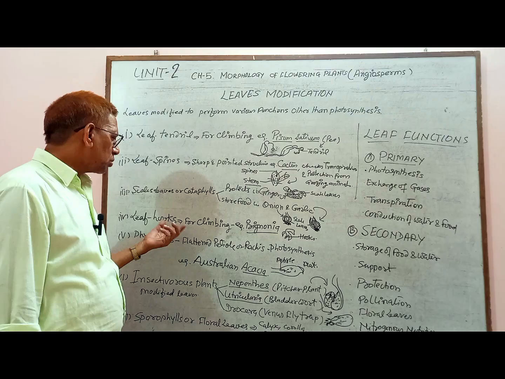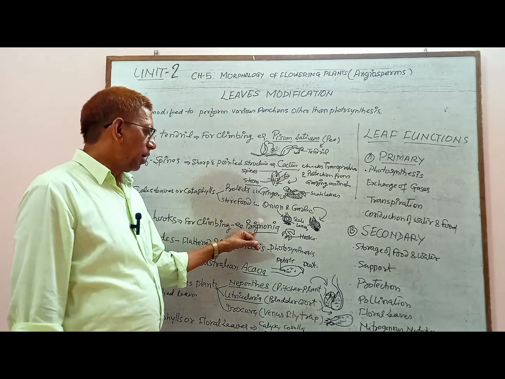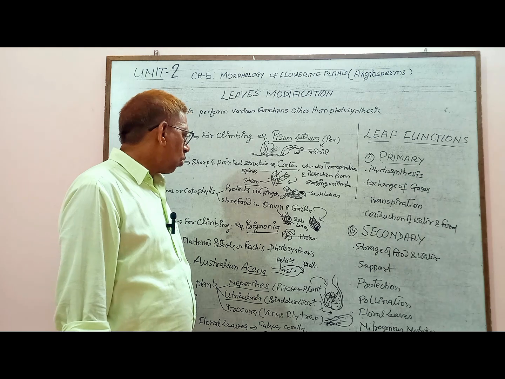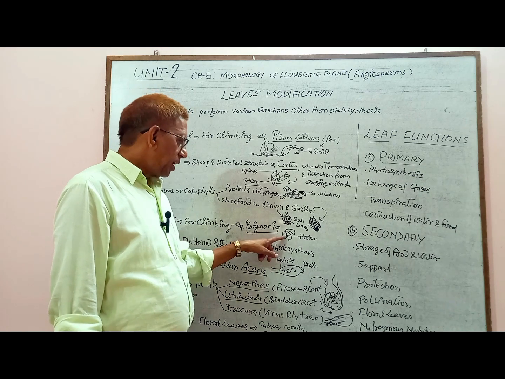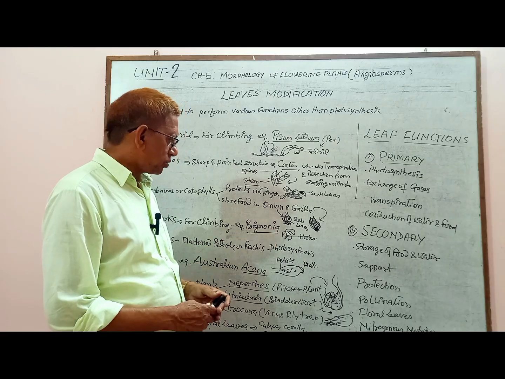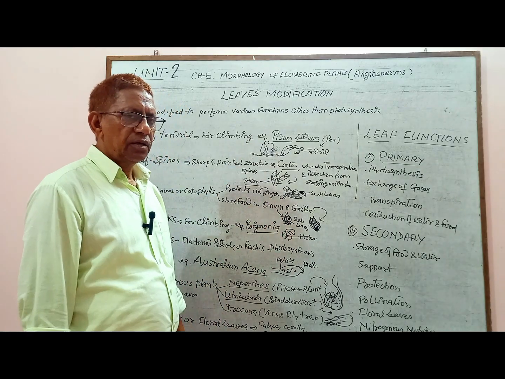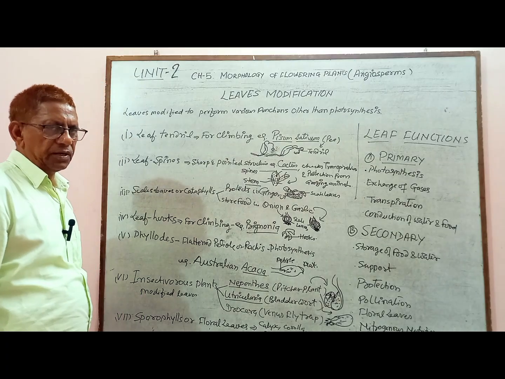So the leaf hooks are represented by a plant known as bignonia. Here we have made the structure of the hook. So these hooks go over the object, and in such a way they ascend on the substratum.